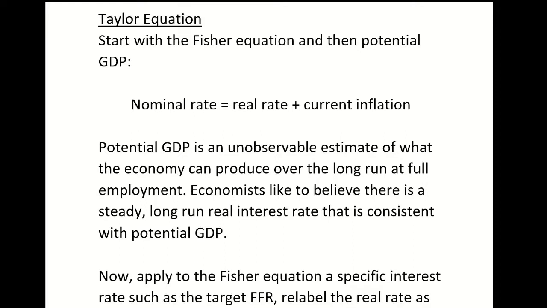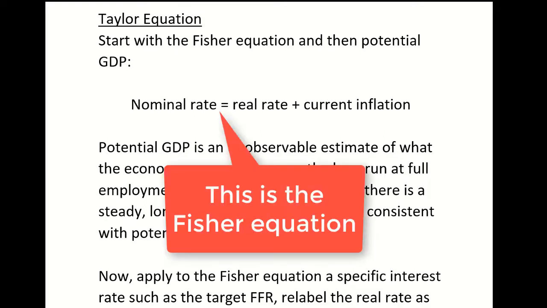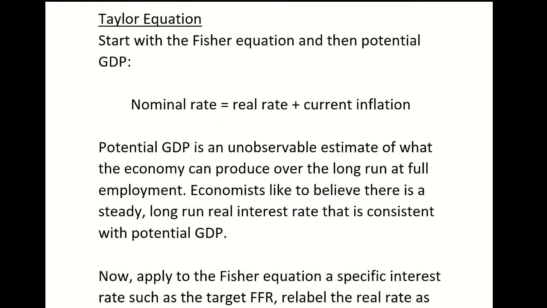The place to start is the Fisher equation, as I have listed here. It's something you're already familiar with. Then I'll take a brief detour and describe potential GDP, and then we'll get into the actual Taylor equation. So let's look at the Fisher equation. Here we have the Fisher equation. The Fisher equation says the nominal rate equals a real rate plus the current inflation rate. You've seen this before, but there are several important points I want to note here.